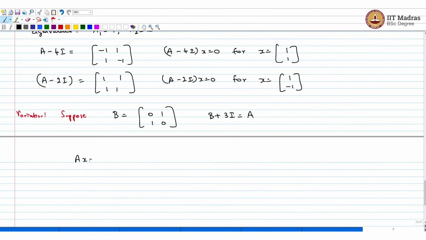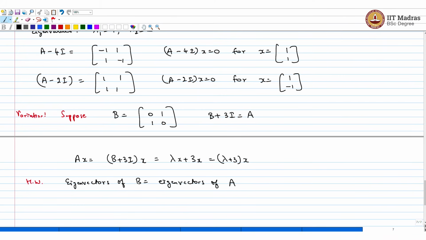Now, what is Ax? (B plus 3I)x equals lambda x plus 3x, which is (lambda plus 3) times x. Now, here is something I will leave as homework. Think about this: eigenvectors of B are equal to eigenvectors of A. Try to argue why this is the case.